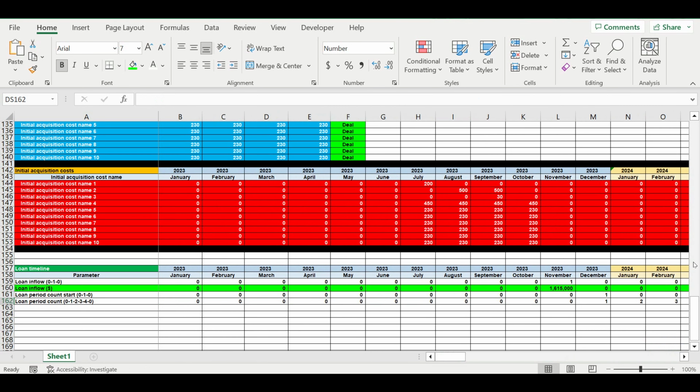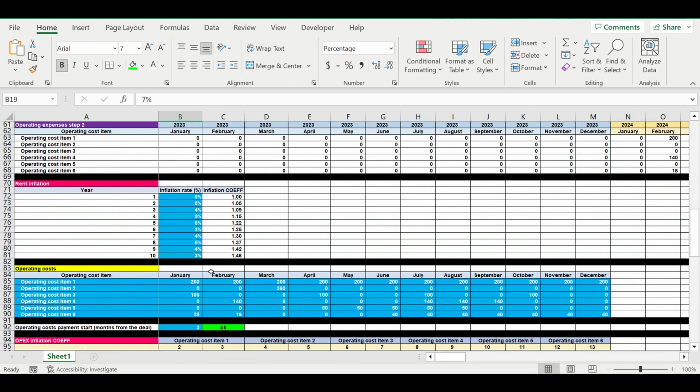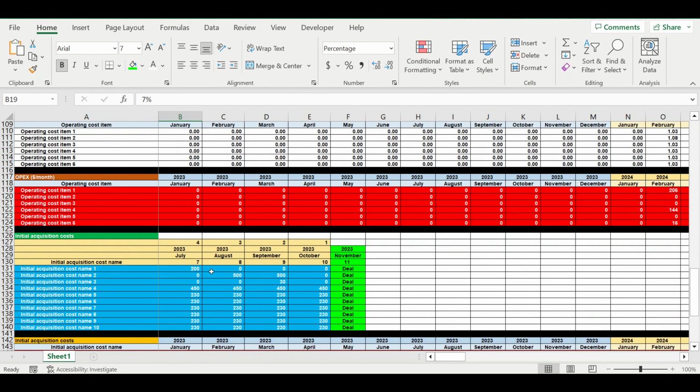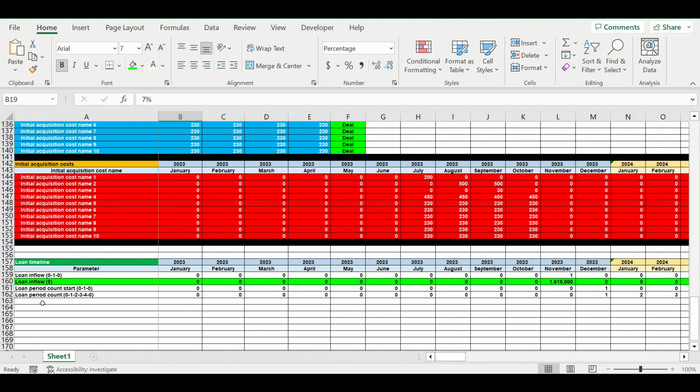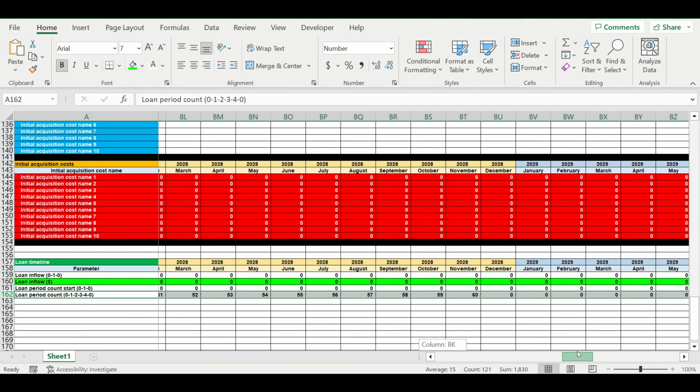Now let's assume we have a 5-year loan, 60 months. So we can go back here and see how 60 months are now counted.